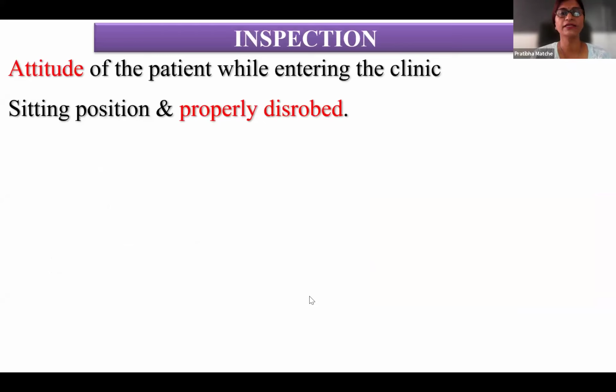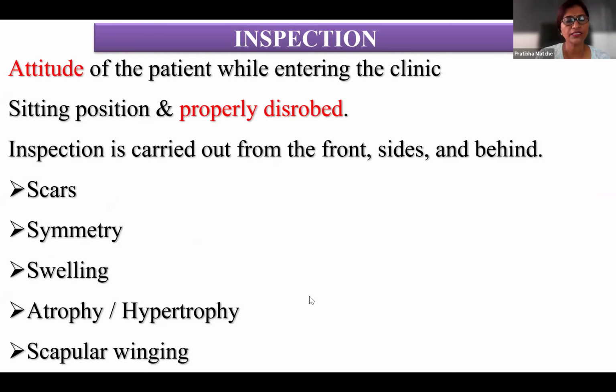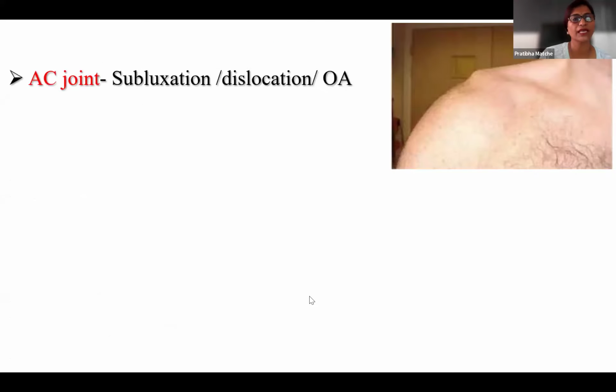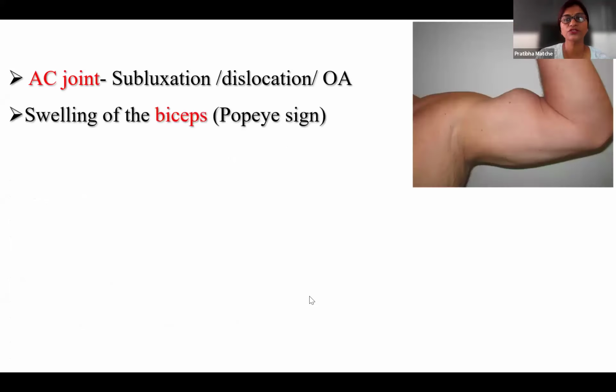As the patient is entering your clinic, just see how the patient is entering, what his gait is. Most of the time, if there is severe shoulder pain, the patients will come with the affected elbow supported by the normal hand. Shoulder pain has to be always examined properly disrobed, because that will give you a lot of information. Look for scars, symmetry of both shoulders, any evidence of swelling, any atrophy or hypertrophy of the muscles, and evidence of scapular winging. If you see a bump in the area of the AC joint, then it could be because of subluxation, dislocation, or osteoarthritis.